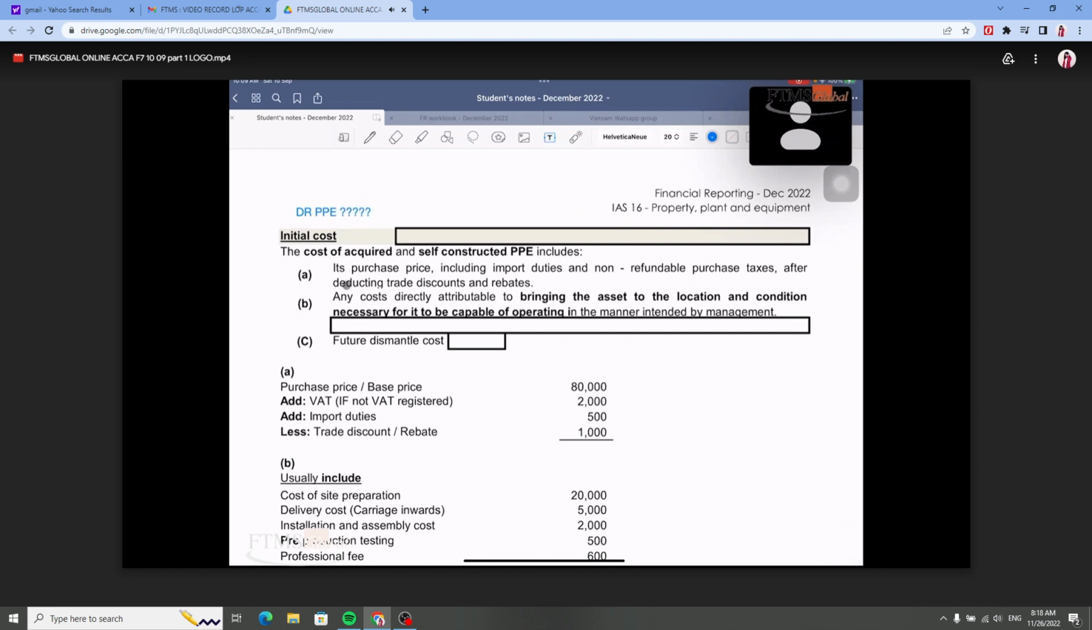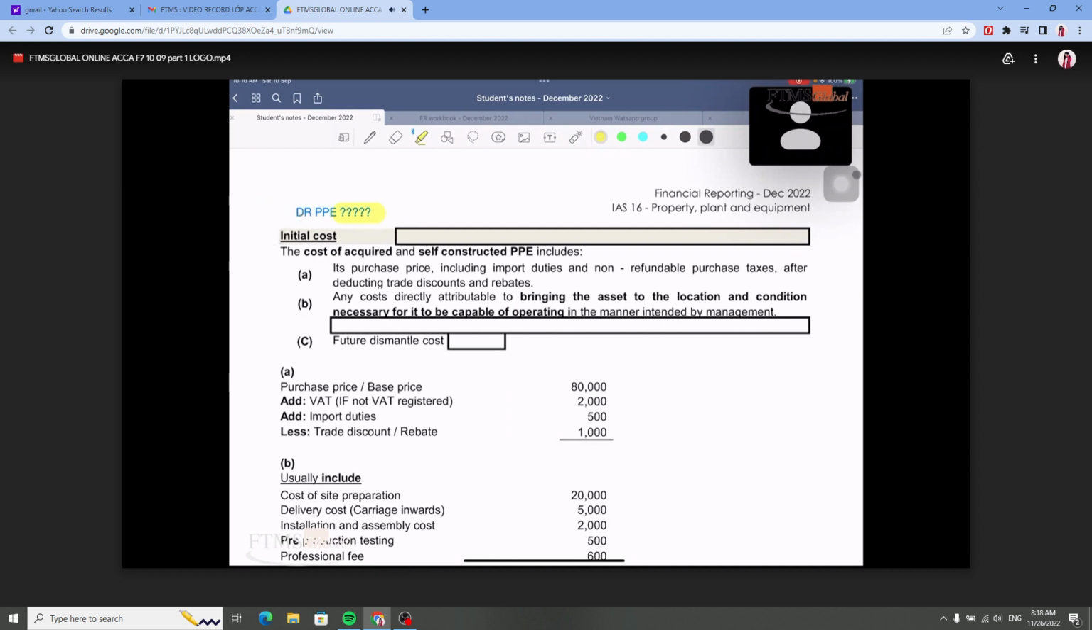Okay, so that's the problem. After you pass all the tests, after you pass the definition test, after you pass the recognition test, then now I will be able to debit PPE, right? Able to debit PPE, but the problem is I don't know how much I should debit. Okay, so actually that's the concern.